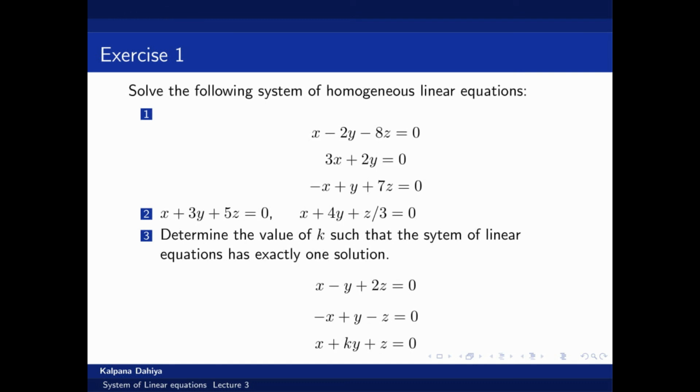You can try these problems for homogeneous systems, find out the solutions of these systems. And the third problem is you have to find out the value of k such that the system of linear equations has exactly one solution. It means we apply elementary row operations and we try to reduce the system in echelon form, such that we have rank of the coefficient matrix and the augmented matrix is 3. That is the number of variables in the problem, and then try to find out the value of k.